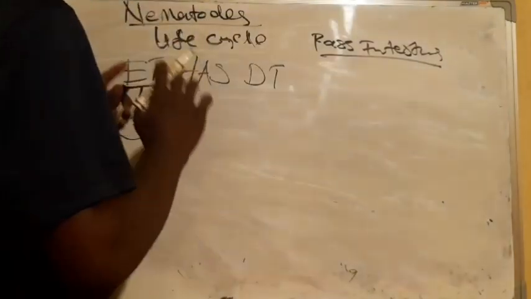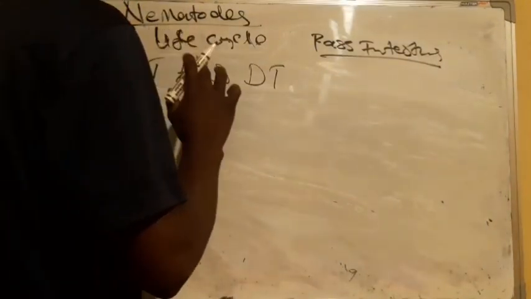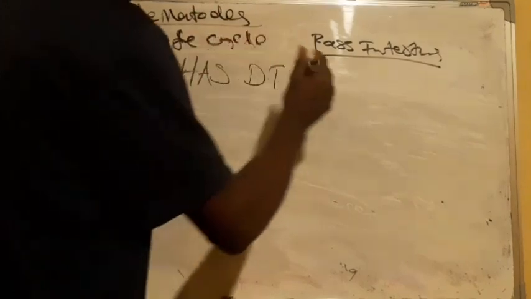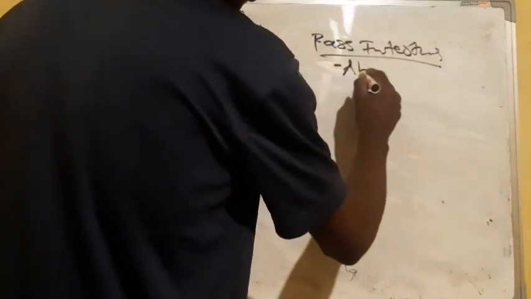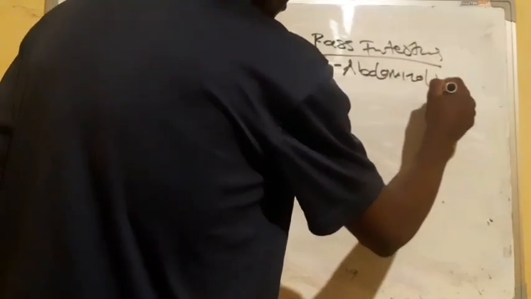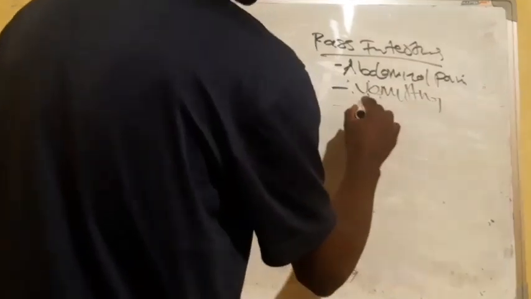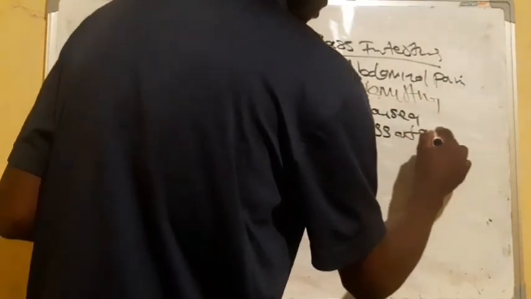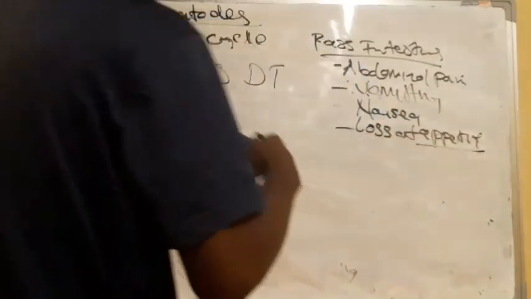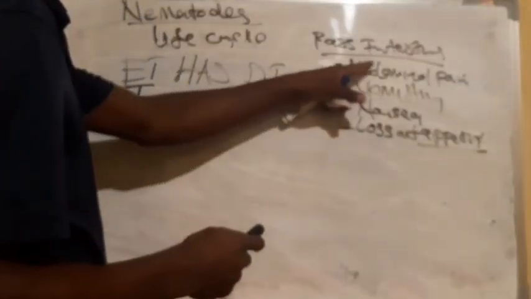this means that all of these are capable of causing the following symptoms to be seen, such as abdominal pain, vomiting, nausea, loss of appetite, simply because they are able to pass through the intestines. So all of these are capable of causing these symptoms.